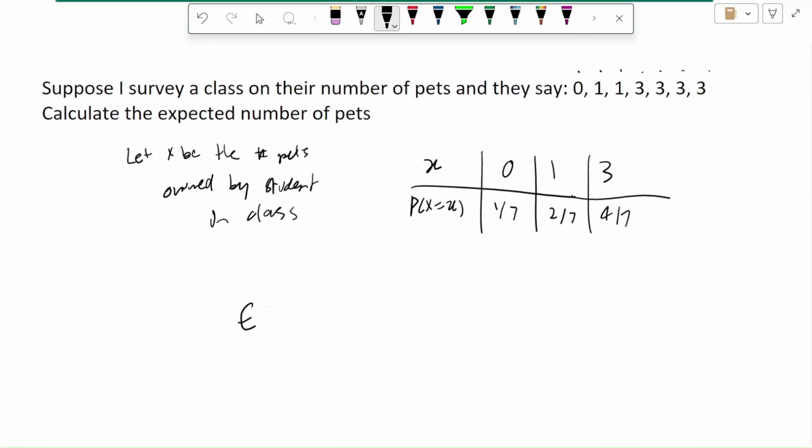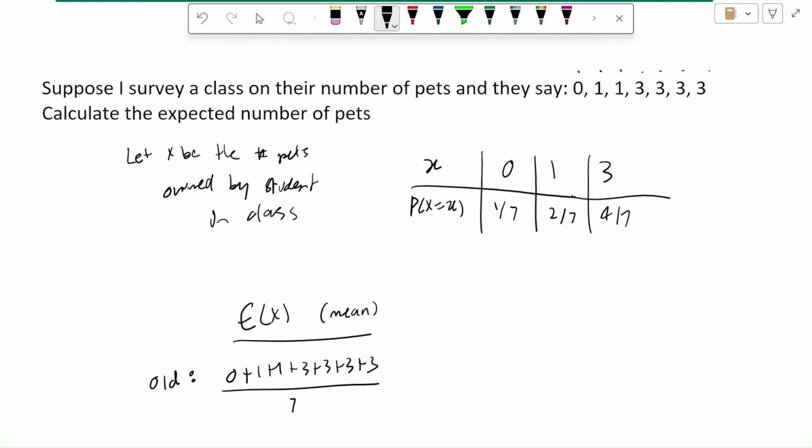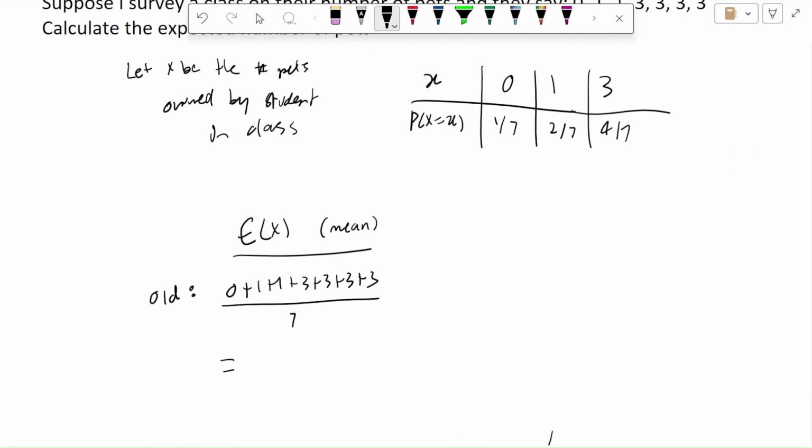Now, we want to calculate the expected value, which is just another way of writing the mean. Now, the way that we would normally do this, let's just call this the old method, is we'd add up all the pets. So 0, 1, 1, 3, 3, 3, 3, and we would divide by the total number, which is 7. So what would that give us? That would give us 16, no, I lied, 14 over 7. Or 2 is the average.